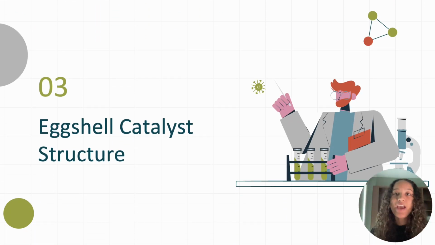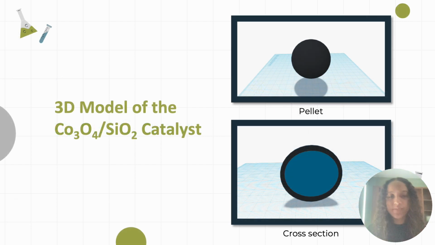Section 3, eggshell catalyst structure. So this here is the 3D model of the Co3O4 SiO2 catalyst. I have a pellet, which is the one on the top, and the cross section, which is the one on the bottom. And on the bottom, you can see the SiO2 support on the inside, that's the blue part, and the Co3O4 shell surrounding it, which is where the reaction occurs.